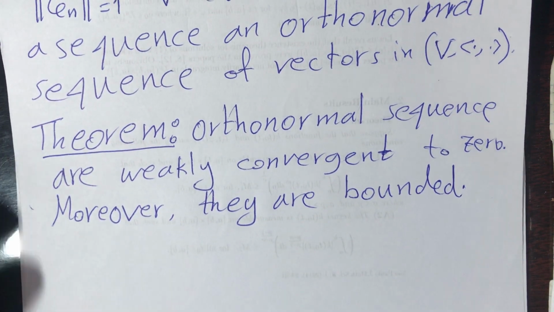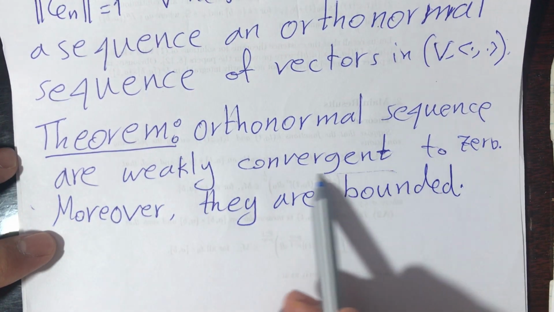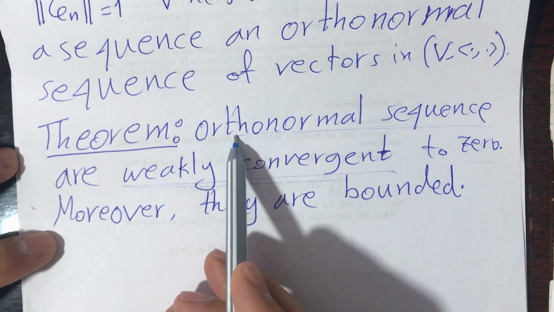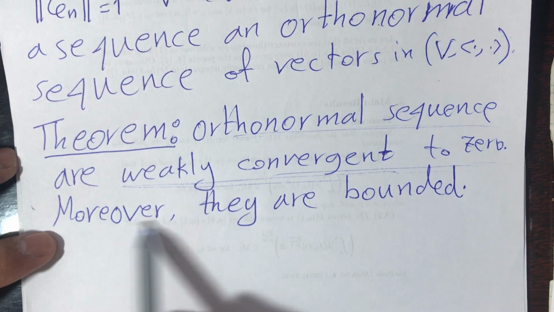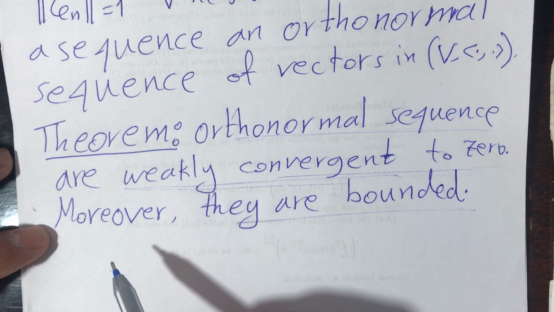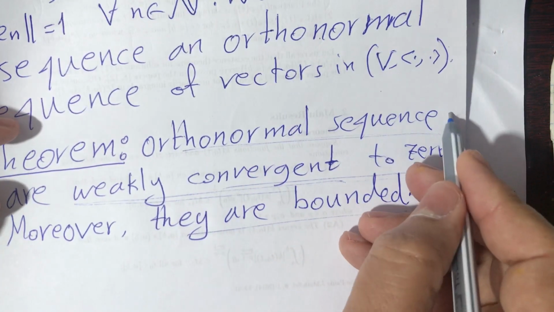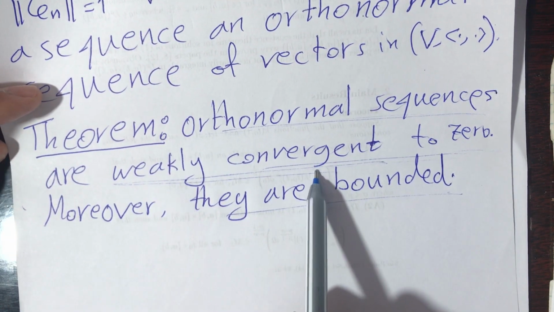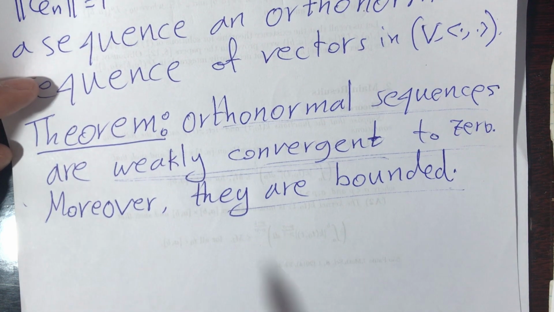Look, this theorem: orthonormal sequences are weakly convergent to 0. Any orthonormal sequence is weakly convergent to 0. Moreover, they are bounded. Proof.